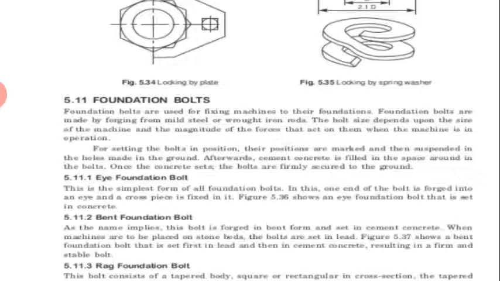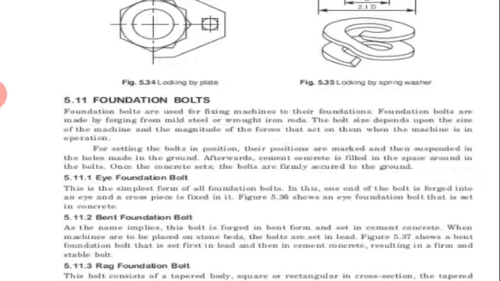So first is the eye foundation bolt. This is the simplest form of all foundation bolts. In this, one end of the bolt is forged into an eye and a cross piece is fixed in it.